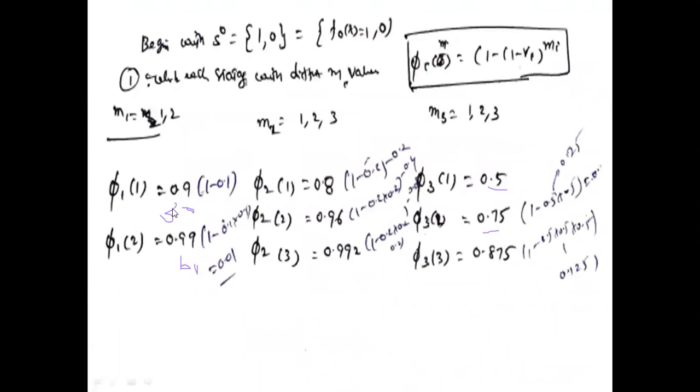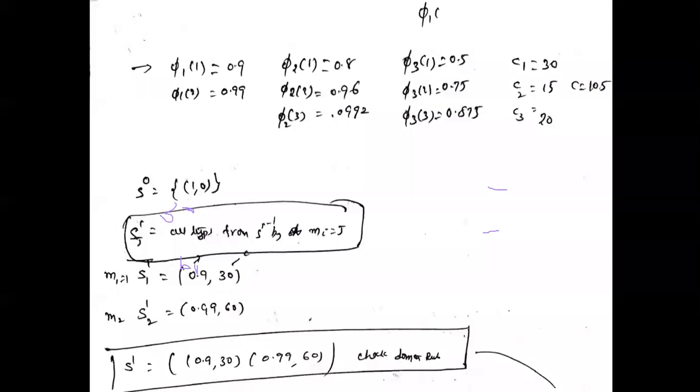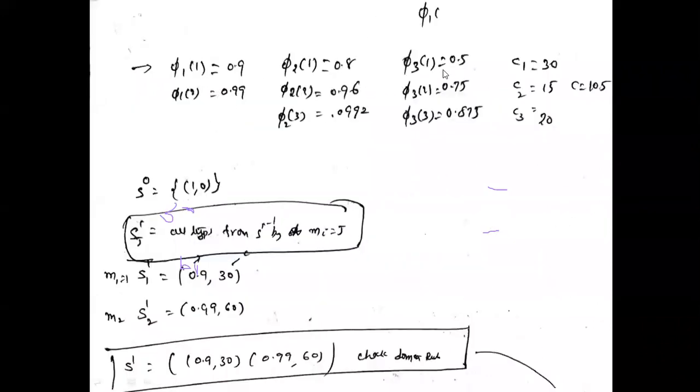Then the reliability of each device for different values of M. The different values of M mean the number of devices used in each stage depends on M. So here we are calculating the reliability of each stage for different values. The costs C1, C2, C3 are 30, 50, 20, and the total cost of the system is 105. Initially we consider S power 0 equal to 1 comma 0.